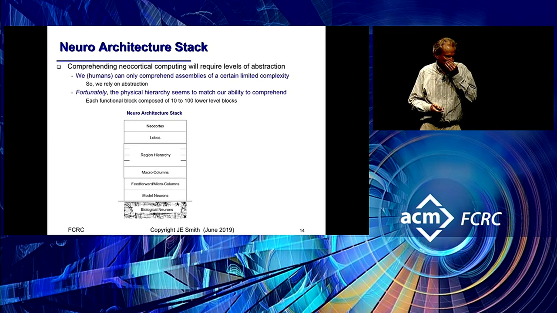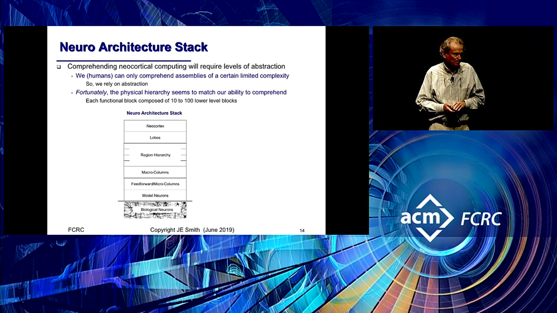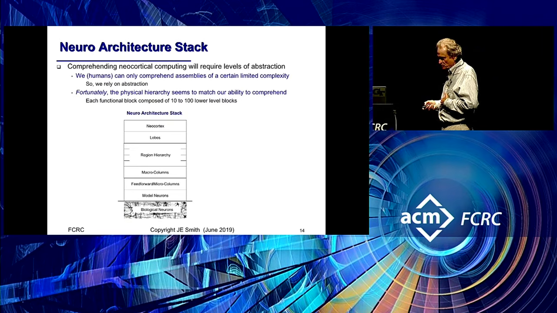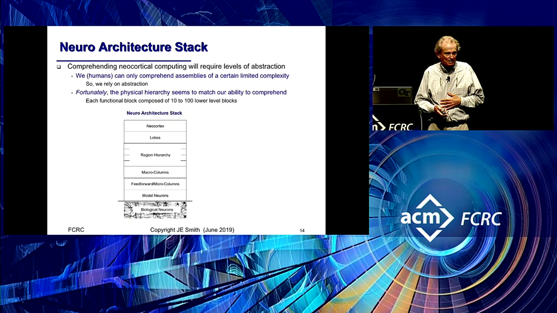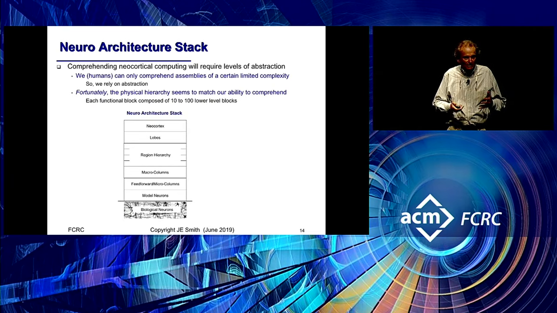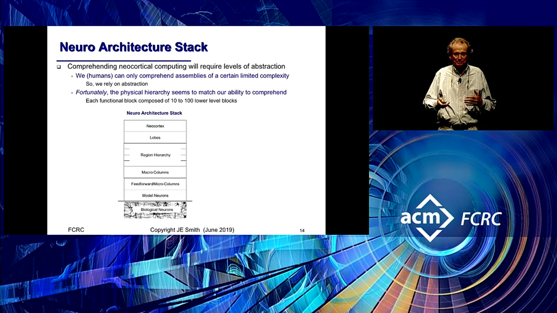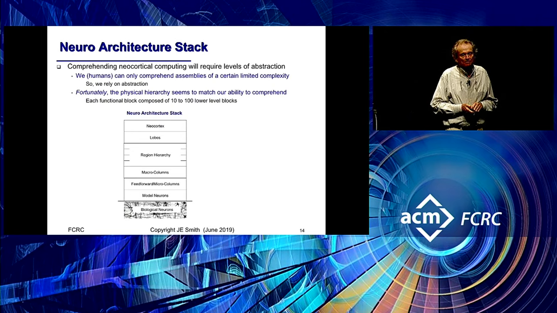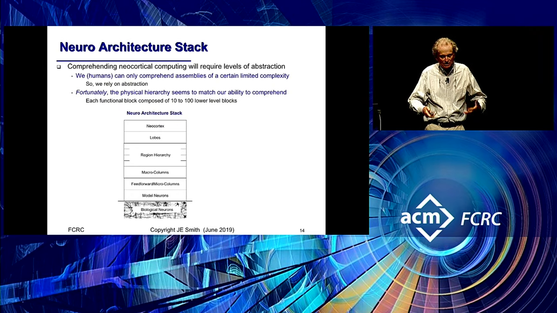Okay, well, in the neural architecture, again, we're going to have to rely on levels of abstraction. If there are no layers of abstraction, from the human perspective, trying to understand this will probably be hopeless. Fortunately, as we've seen, the physical architecture has been good to us. It is divided into blocks of maybe 10 to 100. Each block is maybe 10 to 100 lower blocks.